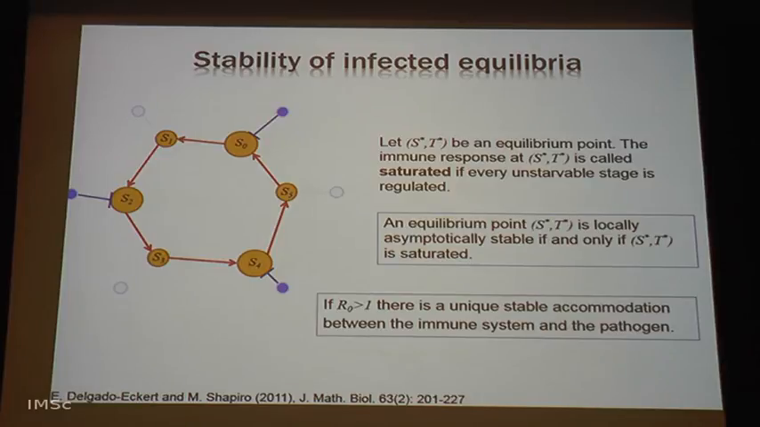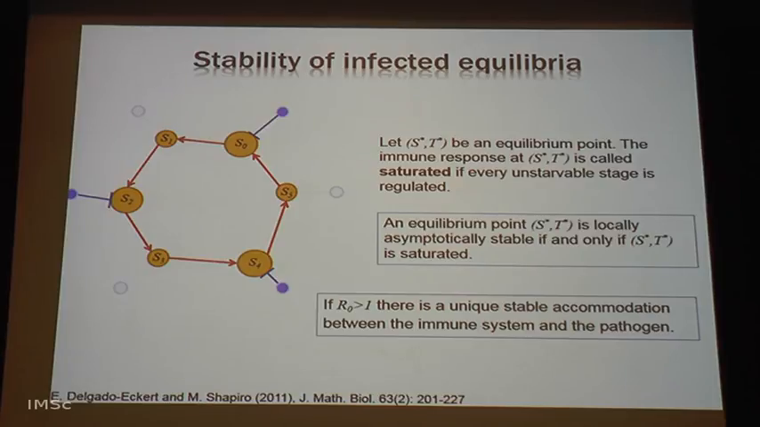So what this is telling us, I mean, the mathematics can be a little bit confusing, and you can read more about them in the paper. But going back to the biology of the problem, this is telling us that there is a unique stable accommodation between the immune system and the pathogen. And most importantly, at this accommodation, not all the stages are regulated by the immune system. Rather, it is sufficient to regulate the big guys, according to that partial order that we defined, in order to keep the system in an equilibrium.